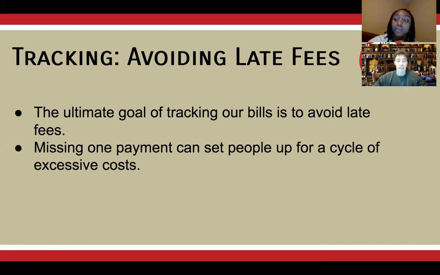And it can actually spiral out of control if you miss one payment. You miss one payment, it's an extra $20 that you might not have, and then you might miss another payment for another bill, which might be another $20 that you might not have, and then the cycle continues. It's an excessive cycle that can spin out of control and can be very costly.